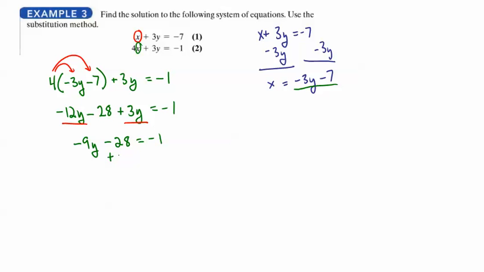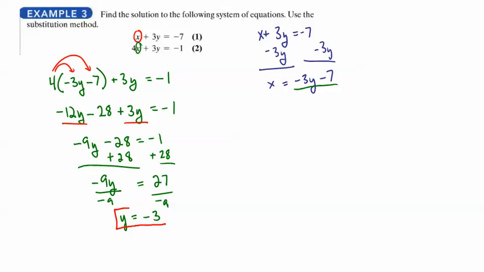Then we're going to add 28 to both sides. And use your calculator if you need to, so that you don't make any unnecessary mistakes. Negative 1 plus 28 is positive 27. We're going to divide by 9, and we end up with y is equal to negative 3. So we know what y is, but we're not done yet until we know what x is as well.